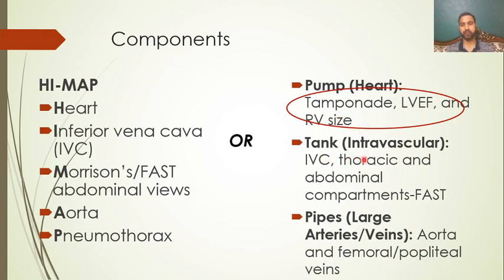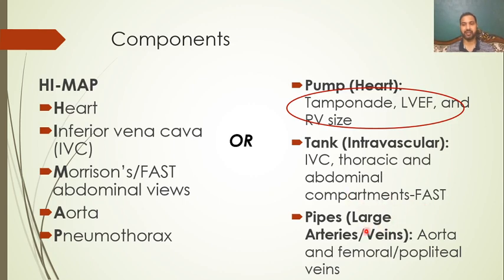The next important component is the intravascular compartment. Here you have to look at the inferior vena cava. You have to look at the diameter of the inferior vena cava, whether it is full or not full, and what is the collapsibility. Collapsibility is how much percentage of the diameter collapses during the respiratory cycle. So you can use the M mode of the ultrasonography to assess the collapsibility of the IVC.